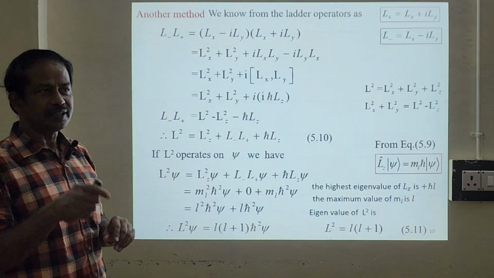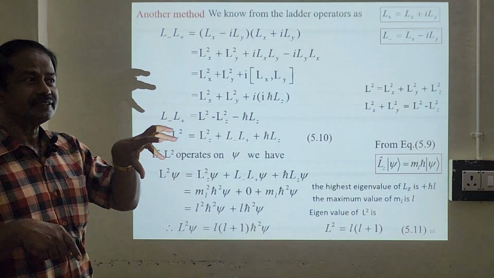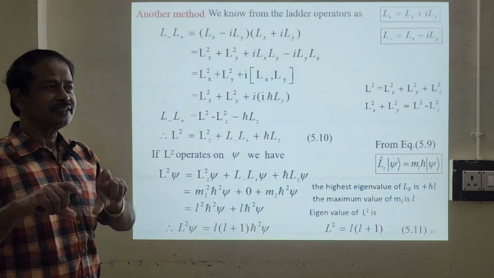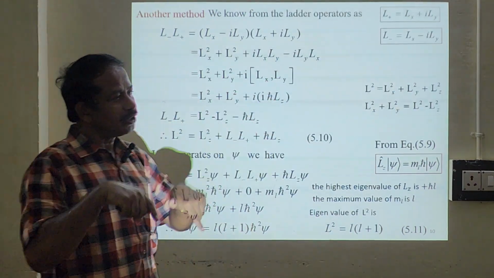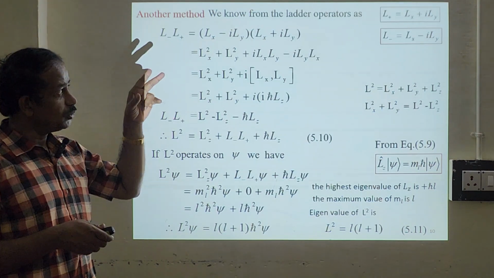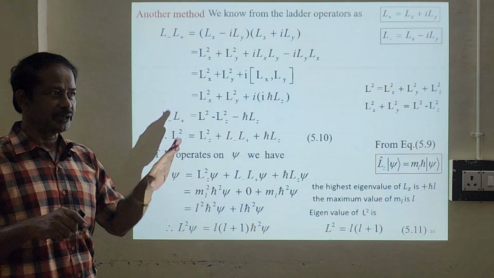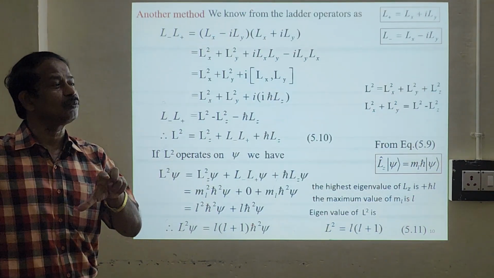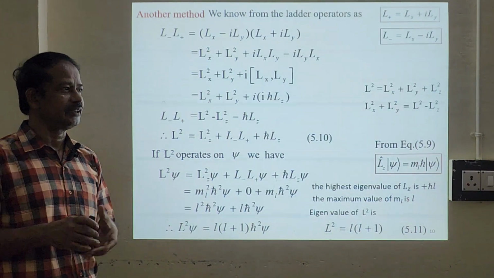L plus stands for the raising operator, which is equal to Lx plus i Ly. Lx is nothing but one of the components of your L, and Ly is the y component. So L plus is Lx plus i Ly. L minus is the lowering operator, which is given by Lx minus i Ly. Sometimes it is convenient to write the raising and lowering operators in this way. Instead of always studying Lx and Ly, we can go with the raising operator and lowering operator.